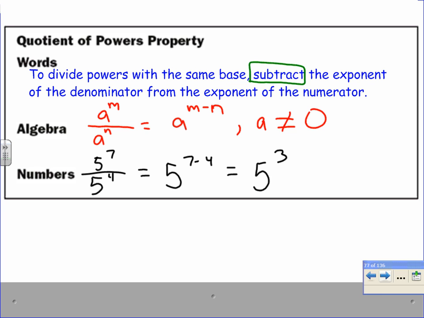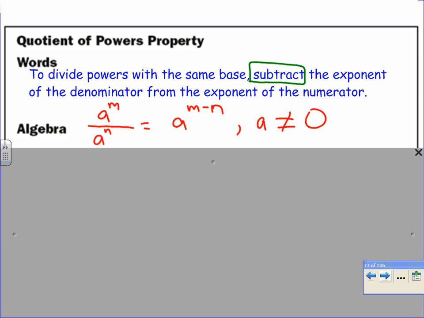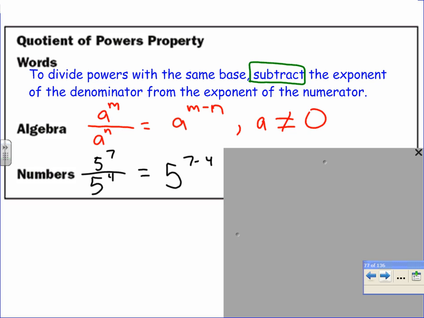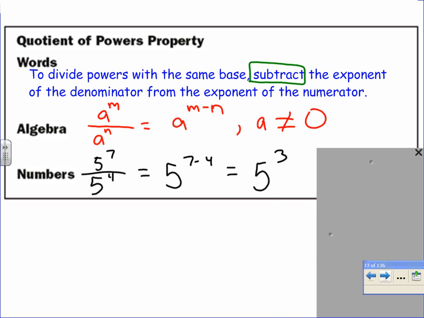Okay, here's an example using numbers, and I'll show you why this works here in a second. So if we have 5 to the 7th over 5 to the 4th, thanks Charles. You rewrite the base, you subtract the exponents. Now you do not have to actually write out the subtraction. I know you guys can subtract 7 minus 4. What I do is I go from this step right to this step. I'm just emphasizing this. What, Adam? Okay. So 5 to the 3rd is the answer. Now, before I taught you this, here's what you guys used to do.